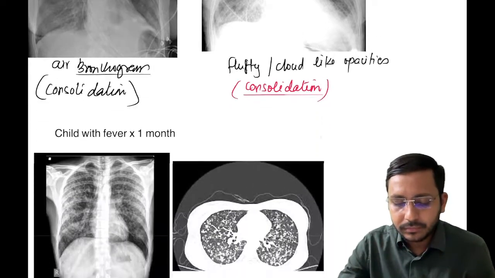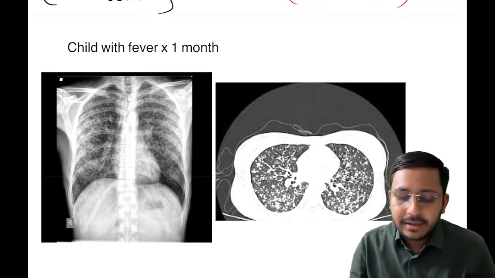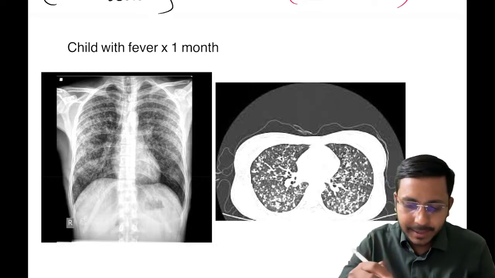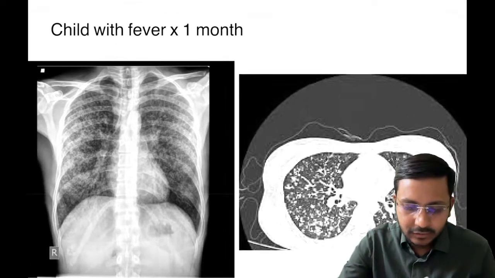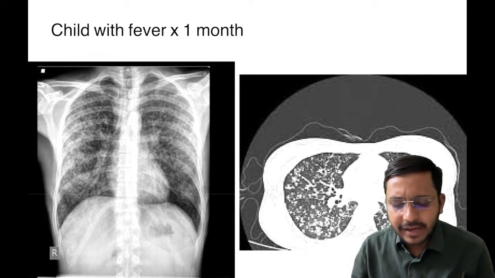Okay. Now let's come to this image. This is an X-ray of a child who has fever for 1 month. Now how will I describe this X-ray? I'll first see the age of the patient. This is a chest X-ray PA view of, let's say, a 3 year or 5 year old child.